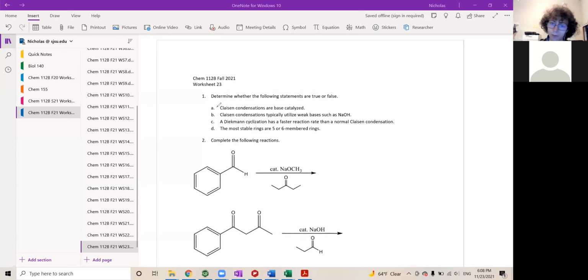So we're going to start with question 1, which is a true or false. And the first question is A, Claisen condensations are base catalyzed. Is that true or false? And this is as opposed to base promoted. You can consider the conditions you use for these reactions or whether or not the base is regenerated to figure this out.